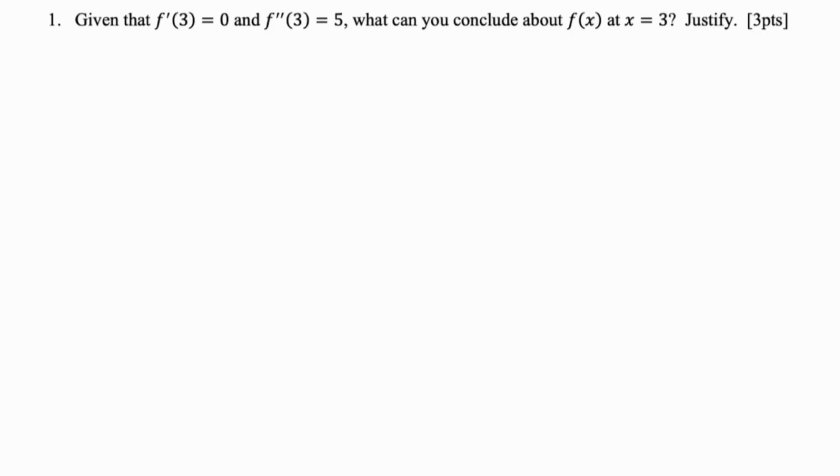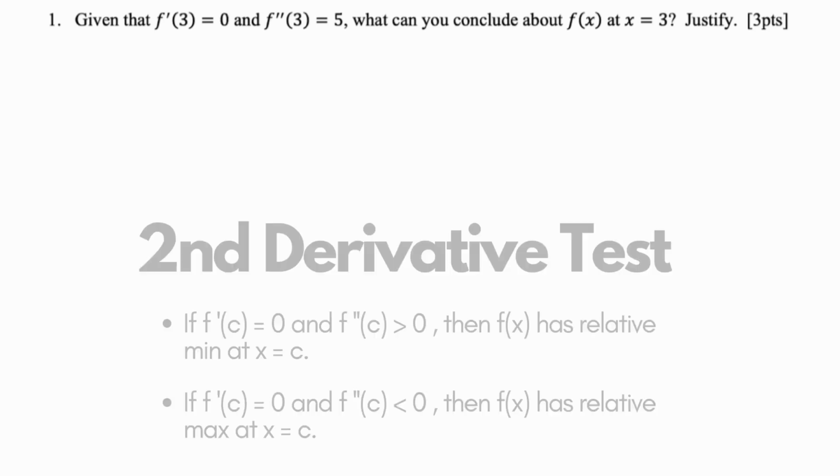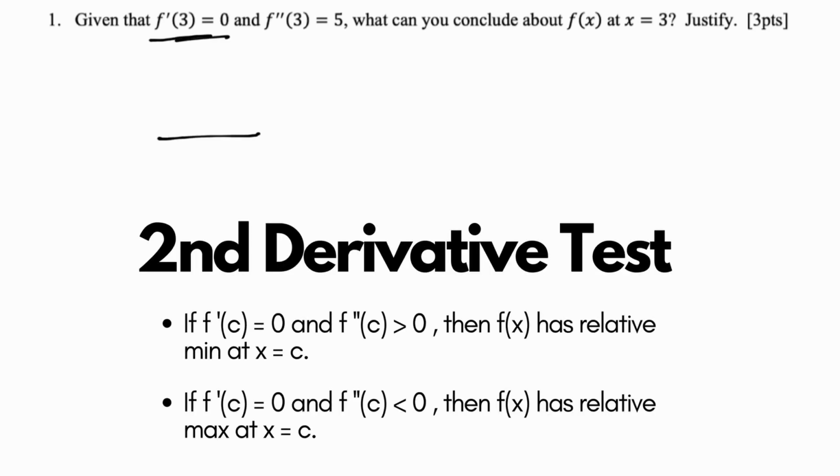Number 1, given that f prime of 3 is 0 and f double prime of 3 is 5, what can you conclude about f of x at x equals 3? And we want to justify that. So, we know that there's a critical point at 3. We know that this thing is concave up at 3, but that's really not the main conclusion that we can draw. I'm going to say that this tells us that we have a horizontal tangent line. This fact tells us that we're concave up. So I'm going to draw a little thing there.